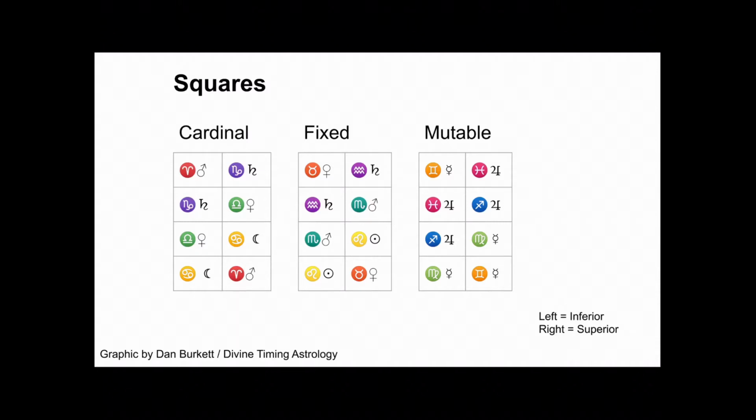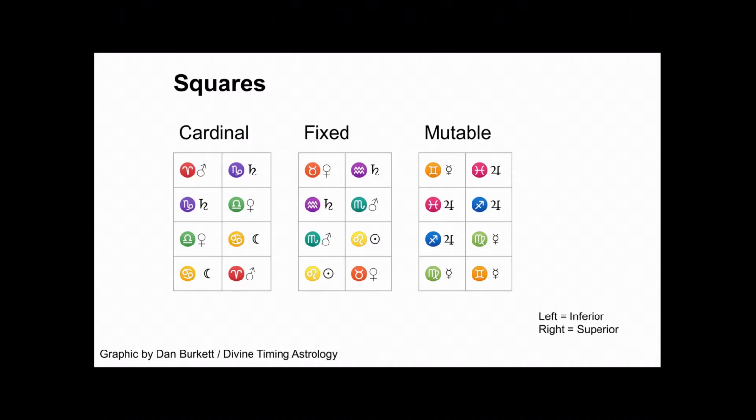So what I first started thinking of for the squares is, what do squares have in common? The squares all happen along the axis points of the modalities, which we would call cardinal, fixed, mutable. Another name for this is the quadruplicities from traditional astrology, but we can also call them the modalities.